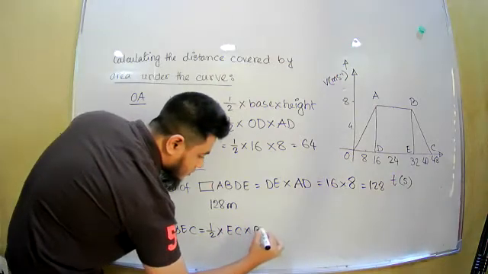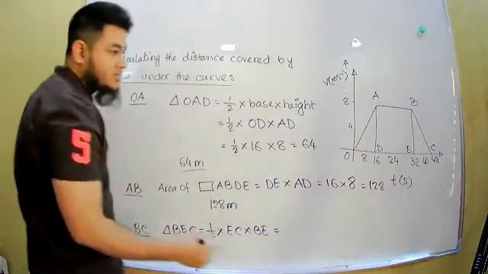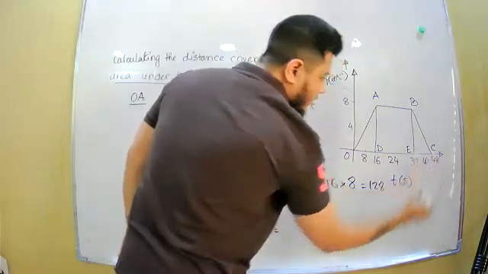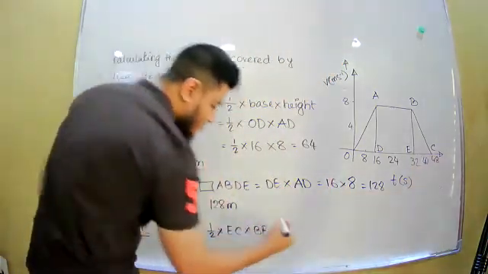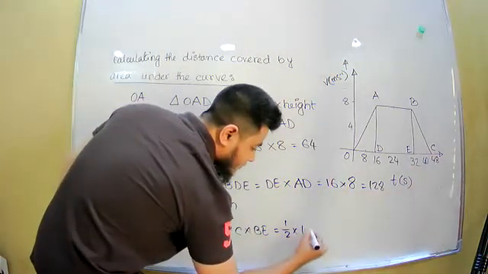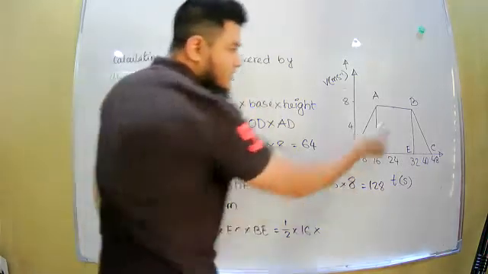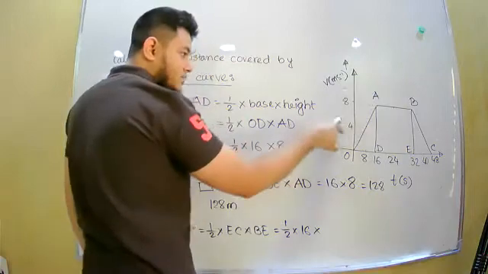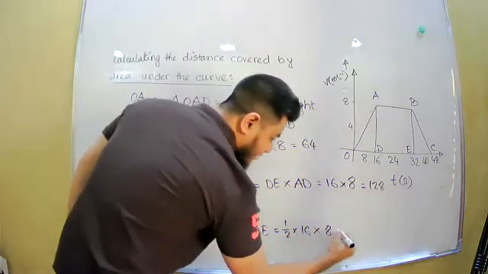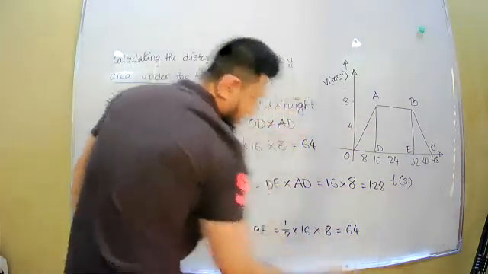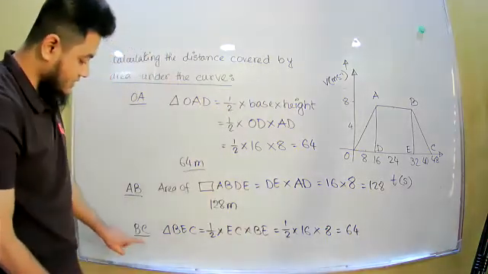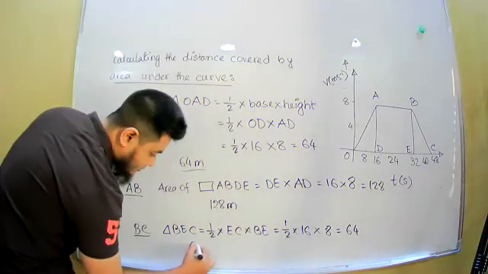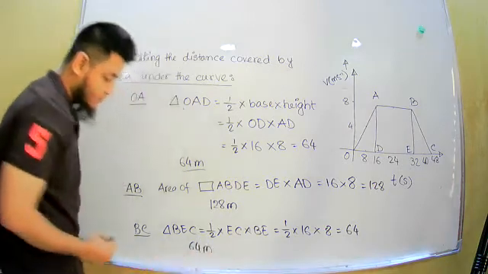EC into BE. Now what is EC? 32 to 48, again that is 16. So half into 16 into BE, which is equal to AD, which is equal to 8, right? So again it will be 8 and the answer will be 64. So the distance covered in BC part is 64 meter.